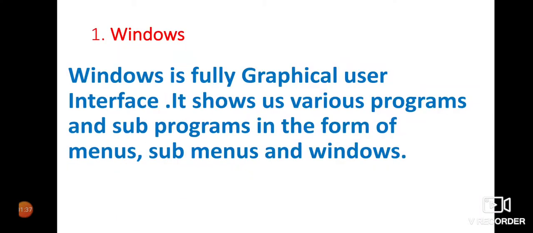First is Windows. Windows is a fully graphical user interface. It shows us various programs and sub-programs in the form of menus, sub-menus, and windows. It is the most important component of the user interface, as most operating systems have been built with a graphical user interface.